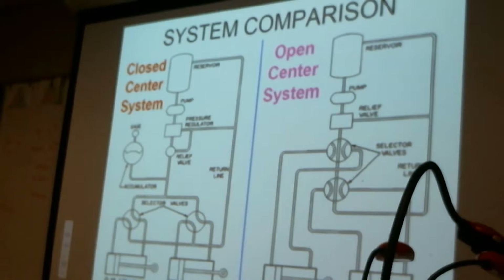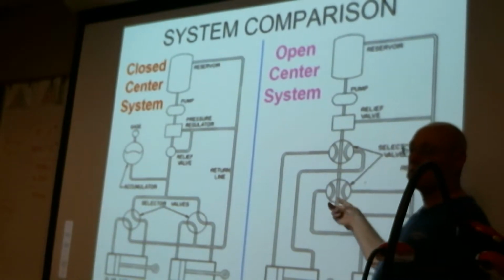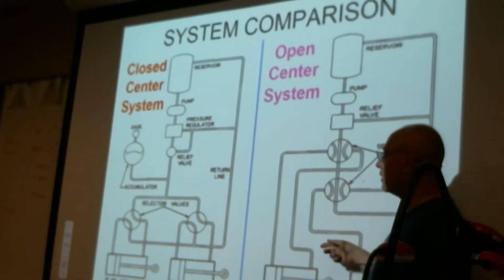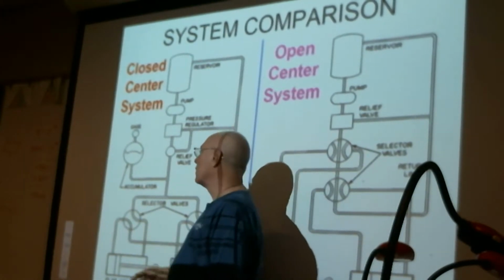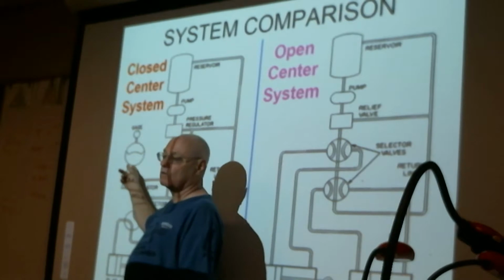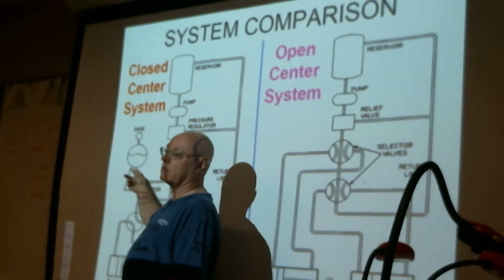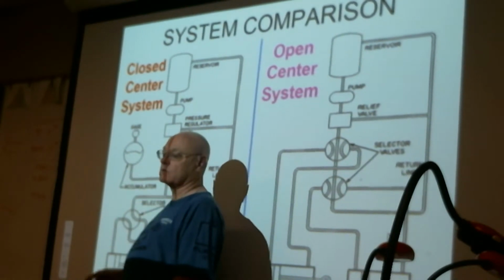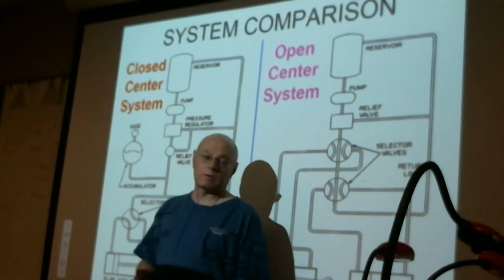Just a comparison of the two. Closed center system on the left, open center system on the right. All the selector valves in an open center system are in series with each other. In a closed center system, the selector valves are in parallel with each other. And remember what I told you: if you see a hydraulic accumulator in the circuit, it cannot be an open center type system. It has to be closed center, because the function of the accumulator is to build and hold hydraulic pressure, like the voltage in a battery.